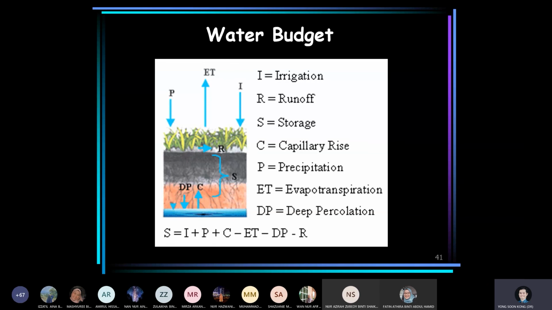Usually groundwater is salty. It's not acidic, it's salty. And more so due to urbanization, groundwater also has a high pollution level. So that is why in Malaysia, it's not likely that we're going to use groundwater.